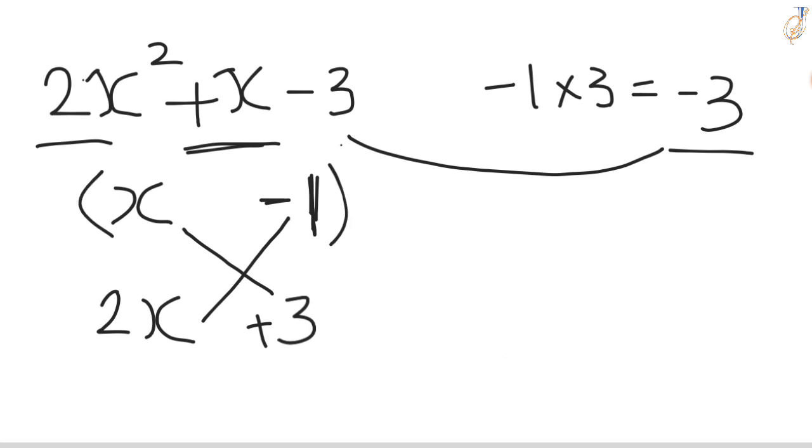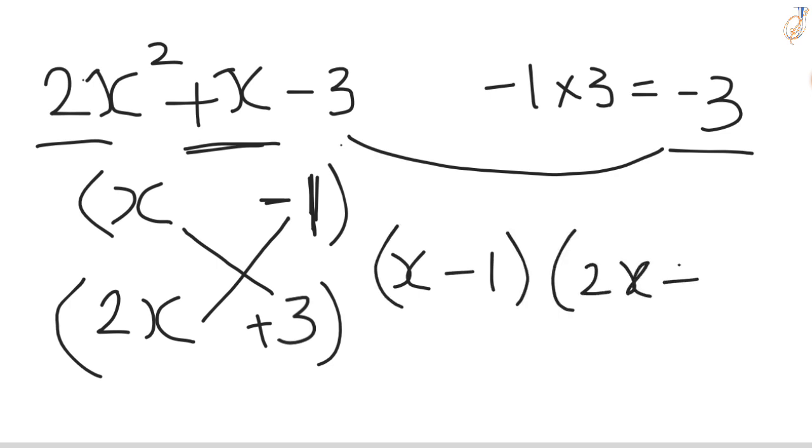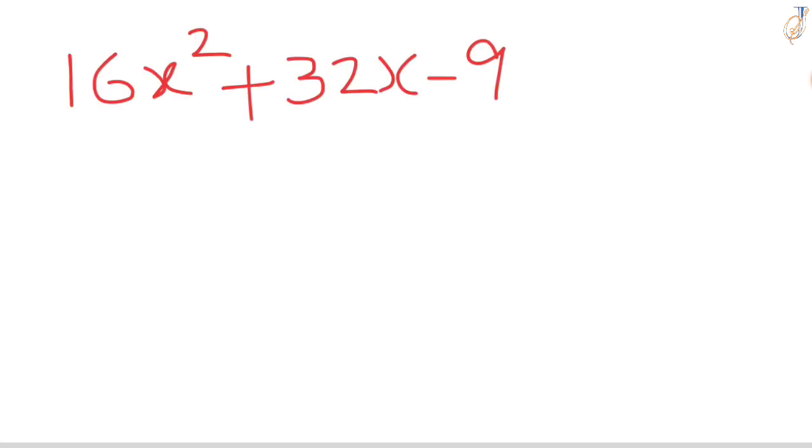Factors are x minus 1, 2x plus 3. These are the factors of this question. x minus 1, 2x plus 3. So like that, simply split it and check the conditions, and you can find the factors within 2 seconds. Here also the x square coefficient is not 1. Then what should we do? We do the same cross multiplication method, but first we divide the terms.